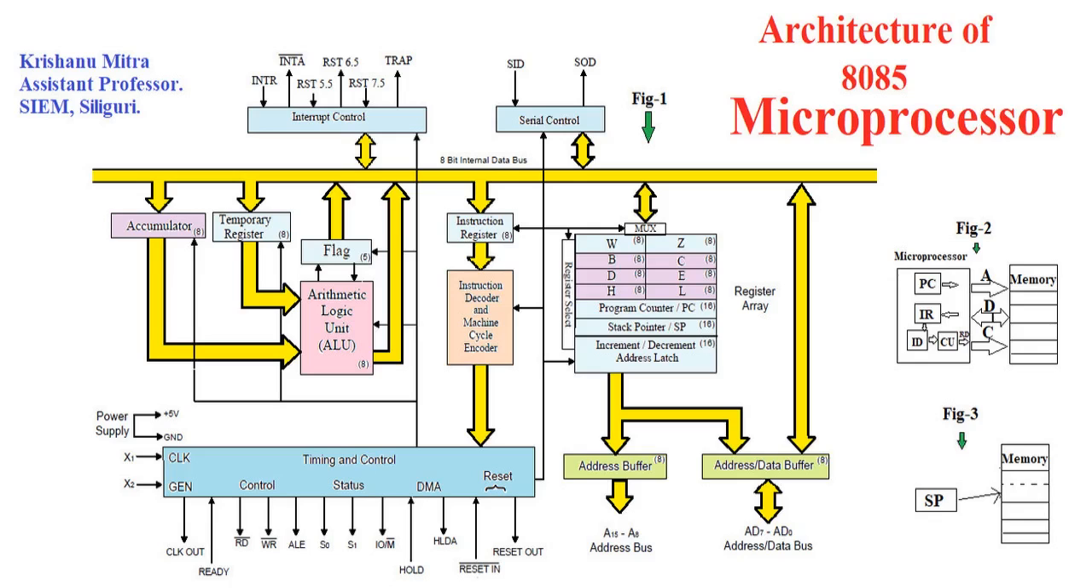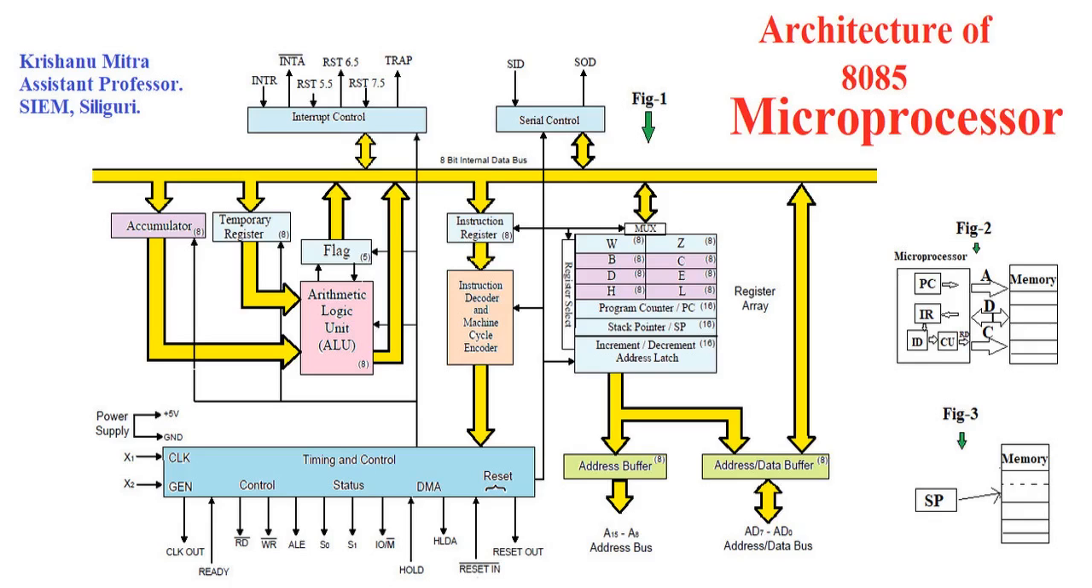So the timing and control unit will send a signal to the accumulator, the B register, and the ALU, telling these devices to add the data available in the accumulator and B register. It will send this signal to the accumulator and ALU. Then the ALU will fetch the data which needs to be added.